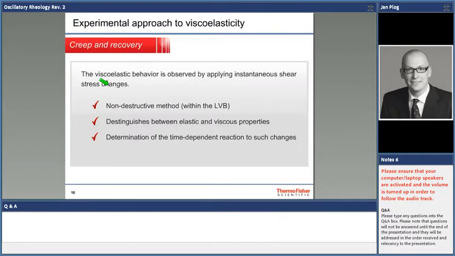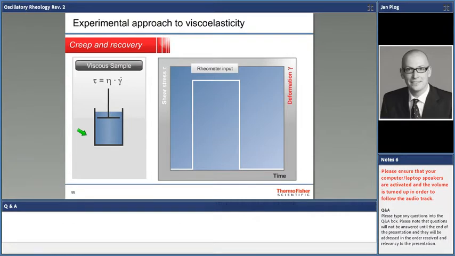What is a creep and recovery test? You apply an instantaneous shear stress jump and monitor how your system reacts to that. The advantages are that it is a non-destructive method because we work in the linear viscoelastic regime at small stresses. More on that later. We can distinguish quantitatively between elastic and viscous properties, and of course we can determine time-dependent reactions to such changes. However, I want to stress that you will get no speed-relevant information out of that test. However, let's have a look at the test anyway.